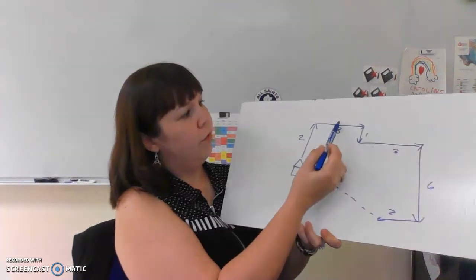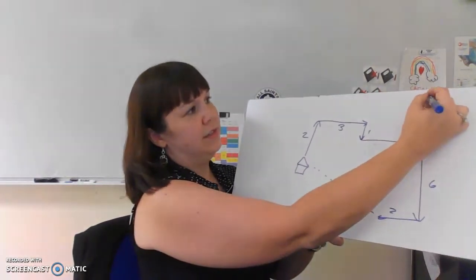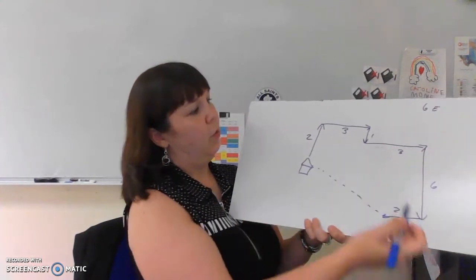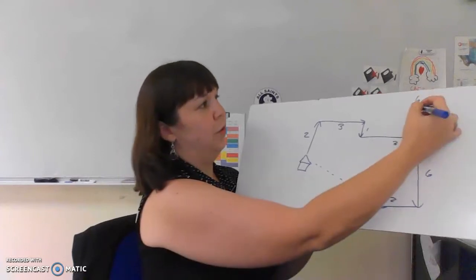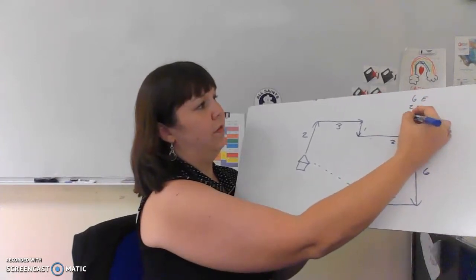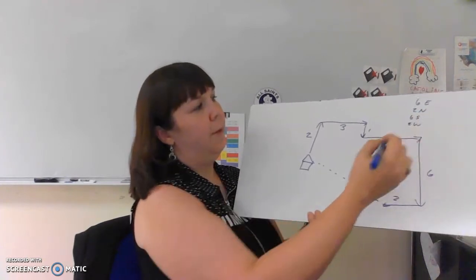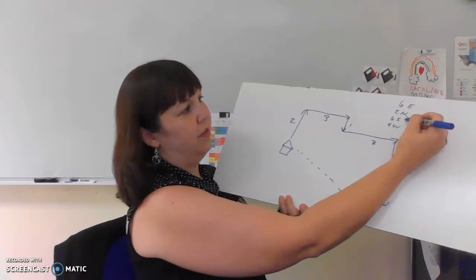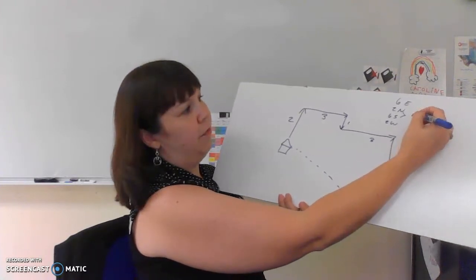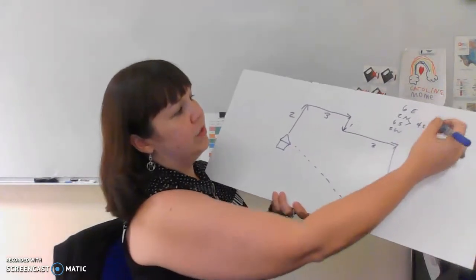Well, we went over and then we went over again. 3 plus 3 is 6 to the east. We went up and then we went down. Those are separate. So 2 north, 6 south. We went 2 to the west. If we take those that are going opposite directions, north and south are opposites, we ended up 4 south of where we started. East and west are opposite directions.